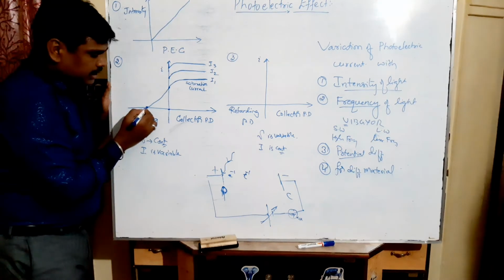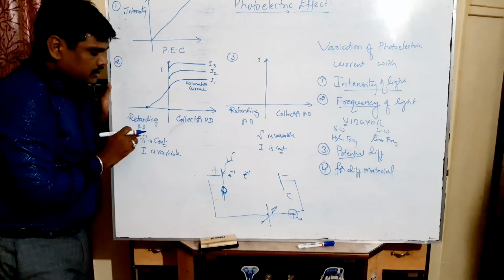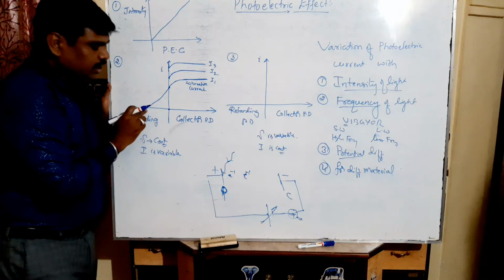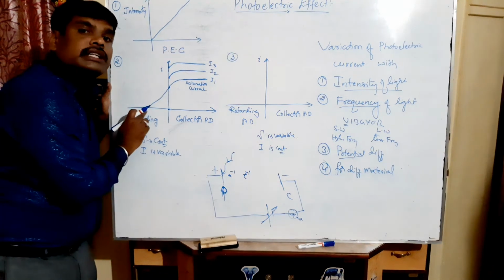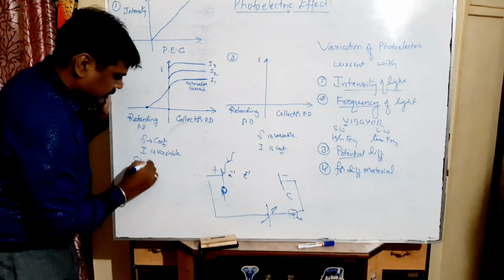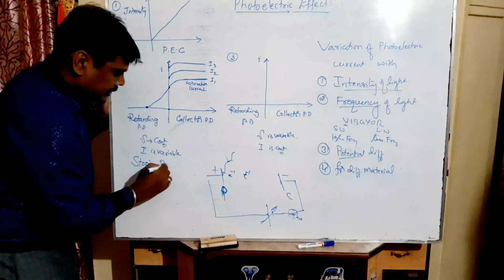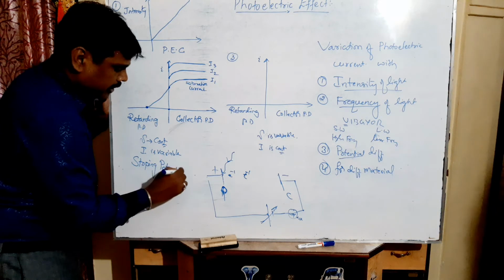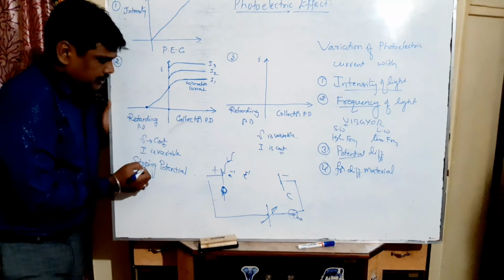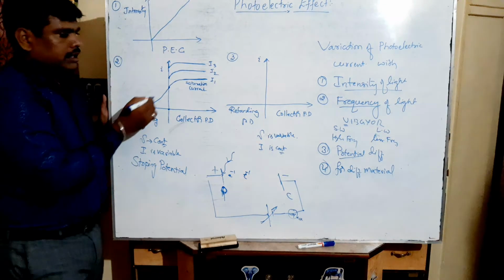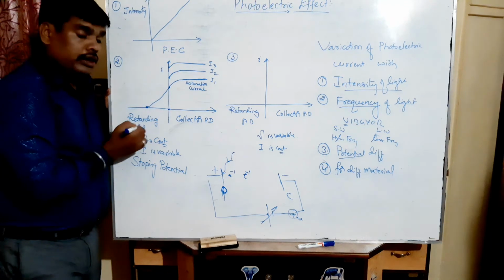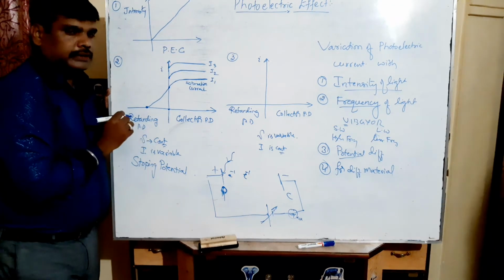So this particular retarding potential where the photoelectric current completely becomes zero is called the stopping potential. Very important definition: the retarding potential at which the photoelectric current completely becomes zero is called the stopping potential. It is a retarding potential, or negative potential difference.